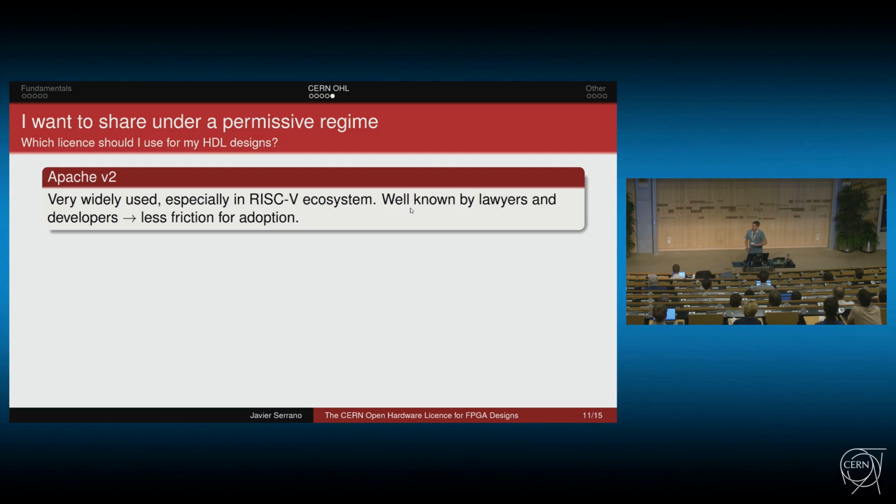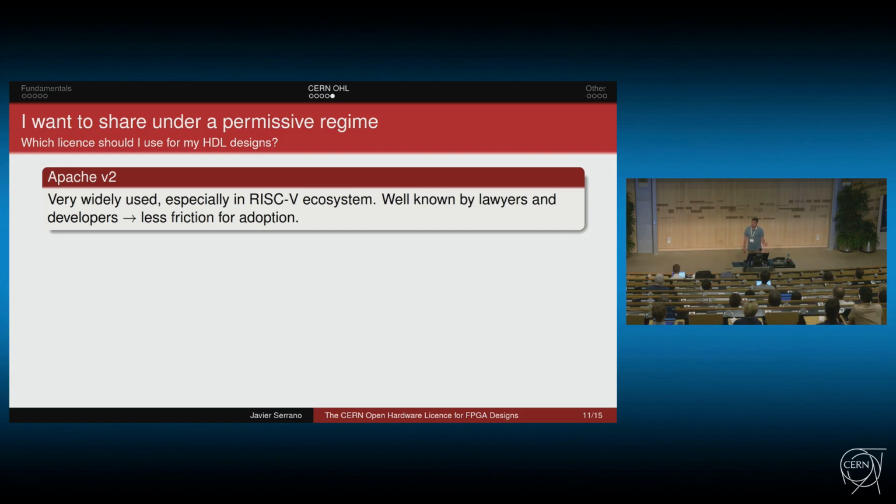So that's the weakly and strongly reciprocal side of things, but many people are using permissive licenses. In particular, they are very, very popular in the RISC-V ecosystem. So if you are in a permissive mindset or you want to implement this permissive sharing regime in your project, which license should you use? Now, as I said, permissive is much simpler than reciprocal. So you have a choice and many things work.